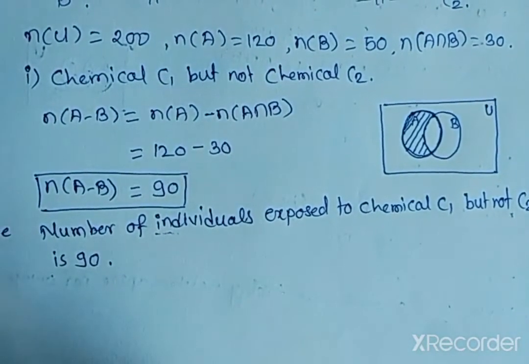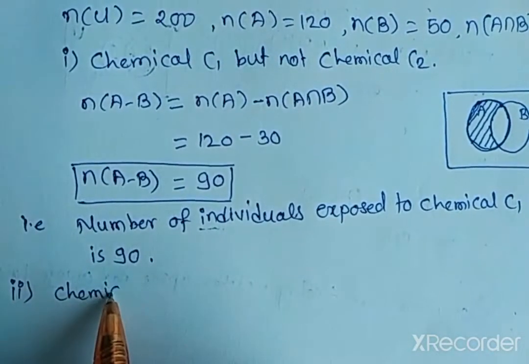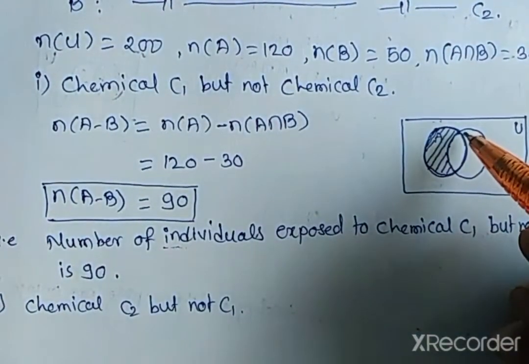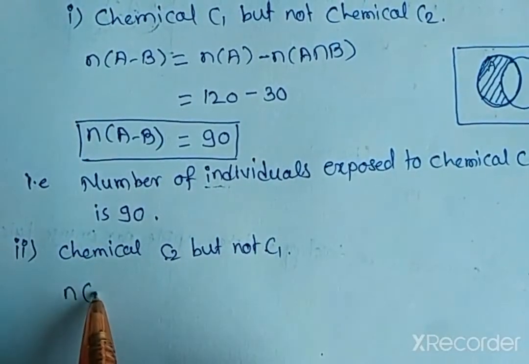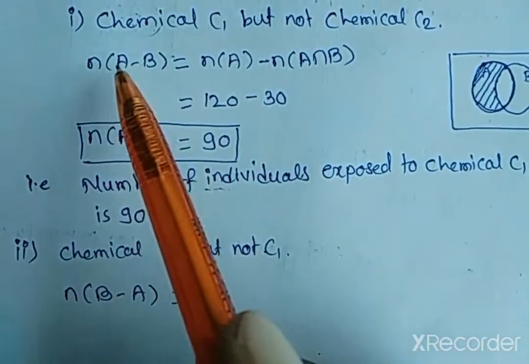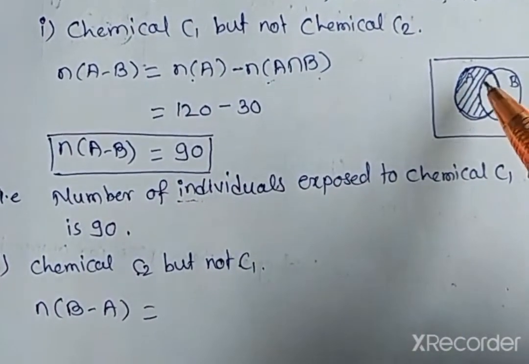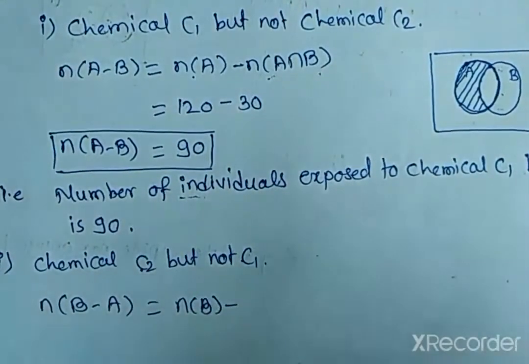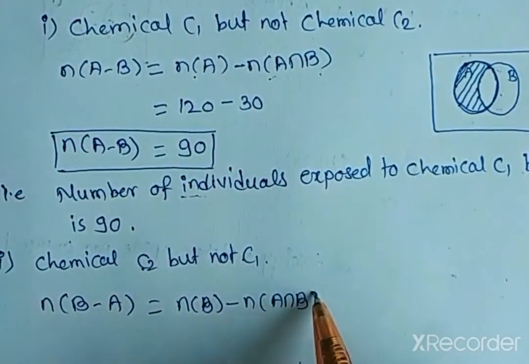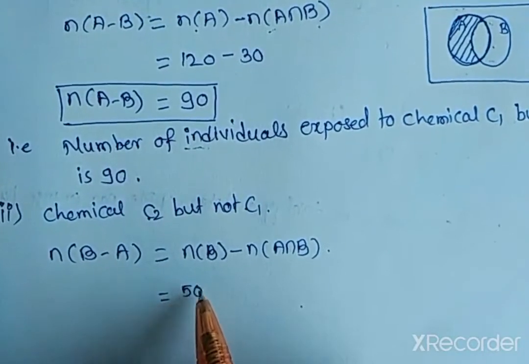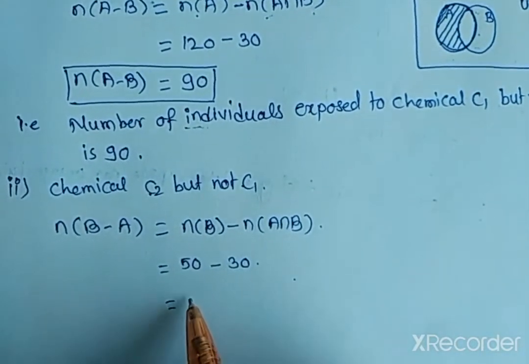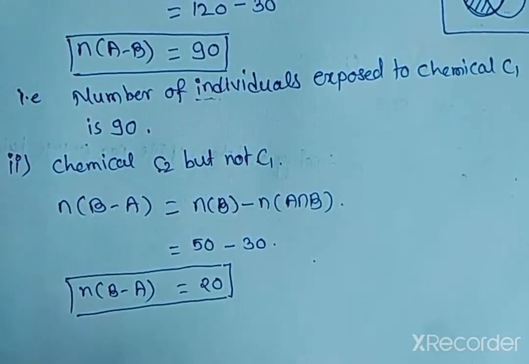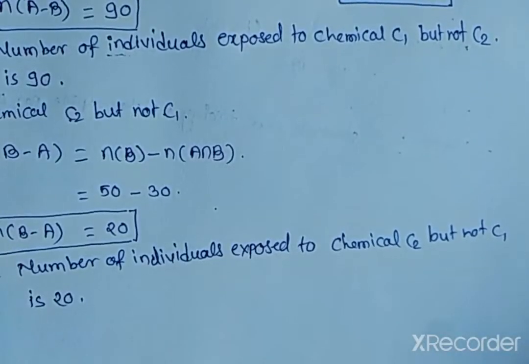Similarly, for the second, we have to find chemical C2 but not C1. So in this we have to find B minus A, that is, we have to find n of B minus A. So the formula for n of A minus B is n of A minus n of A intersection B. Now for n of B minus A, which means this region, we have to subtract from n of B the n of A intersection B. So n of B is 50 minus n of A intersection B is 30, which is equal to 20. So n of B minus A will be our answer, which is equal to 20. That is, the number of individuals exposed to chemical C2 but not C1 is 20.